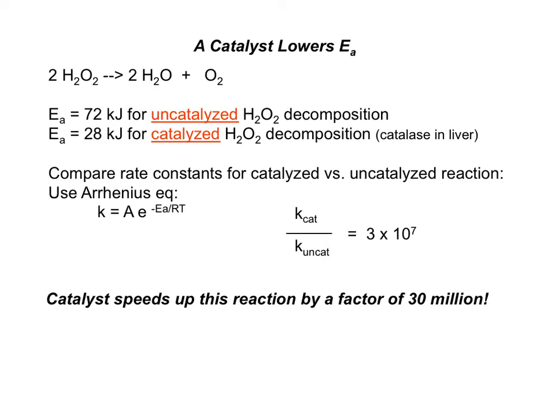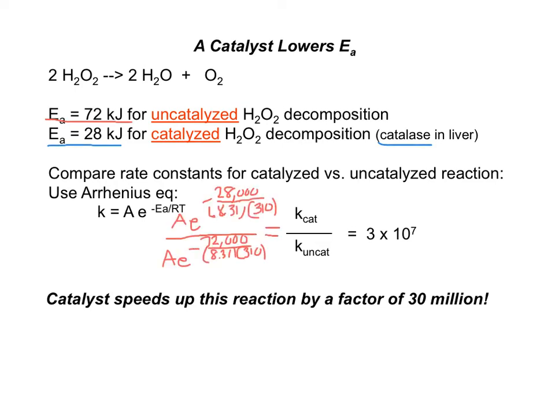Compare the activation energies for the hydrogen peroxide decomposition reaction without a catalyst to the decomposition reaction using the catalase enzyme catalyst. By calculating the ratio of the rate constants for the catalyzed versus uncatalyzed reaction, we see that the catalyzed reaction is 3 times 10 to the 7th, or 30 million times faster than the uncatalyzed reaction.